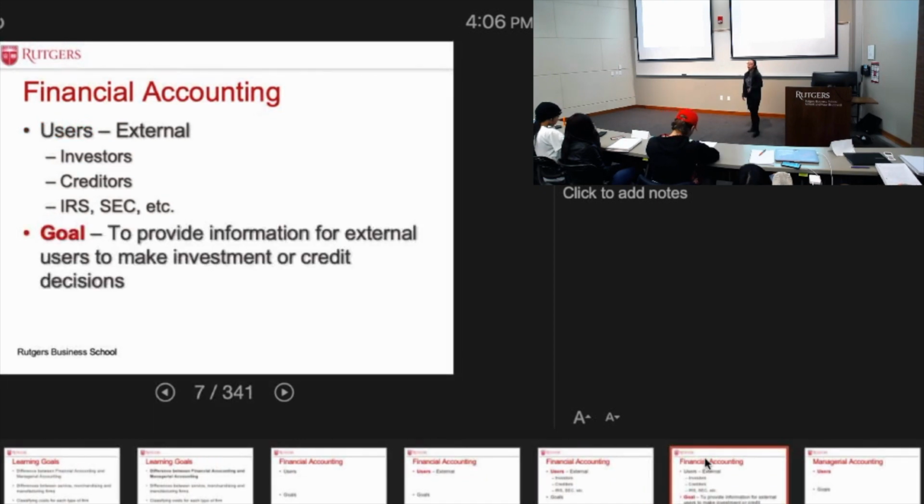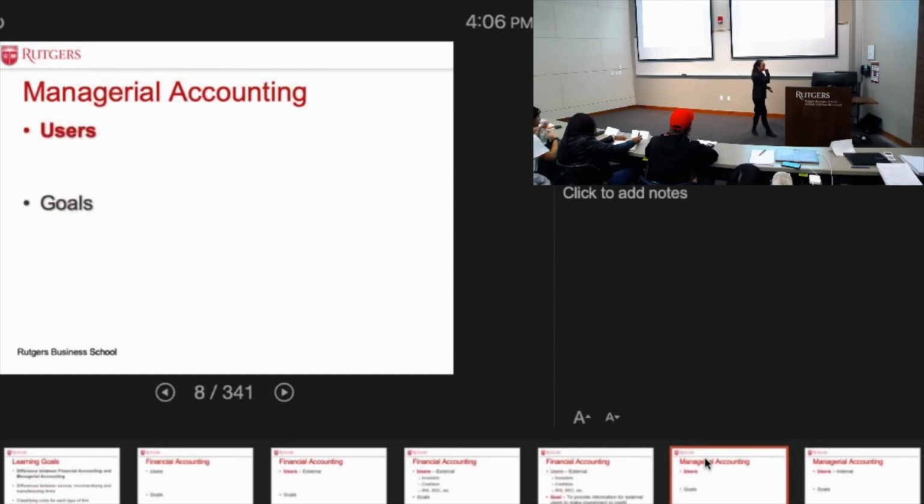And then the goal of financial accounting is obvious, right? Because financial accounting is for the external users for them to make related decisions. For example, to make investment decisions, to make credit decisions. Right? So that's very intuitive, and that's what we learned in our financial accounting. Okay? So what about managerial accounting?